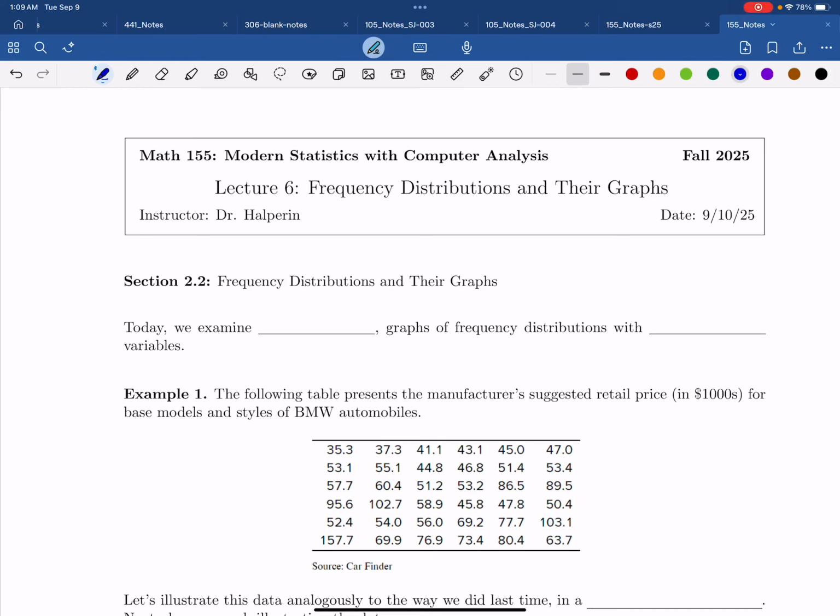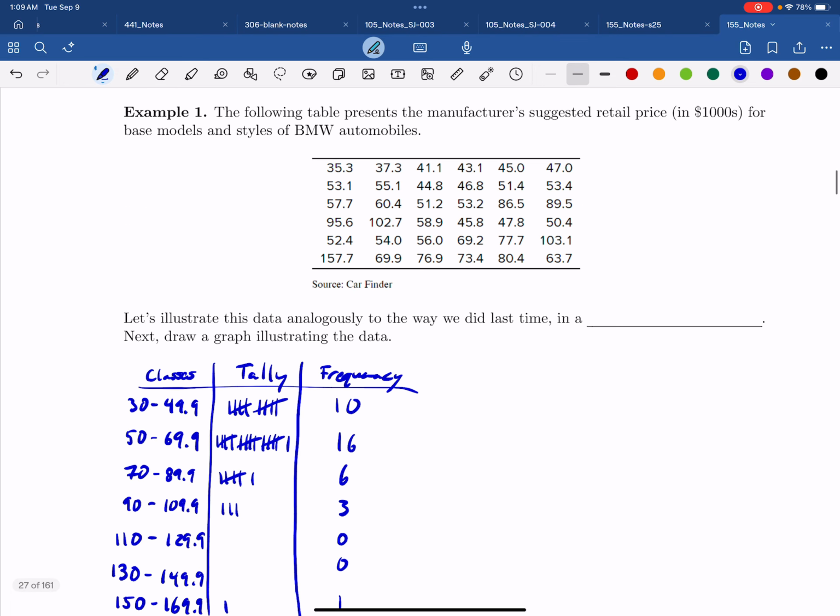This is section 2.2, where we will learn about histograms, which are graphs of frequency distributions, but with quantitative variables, right? As opposed to bar graphs, which were qualitative. Right, so let's take an example. We have this BMW model data with suggested listing prices.